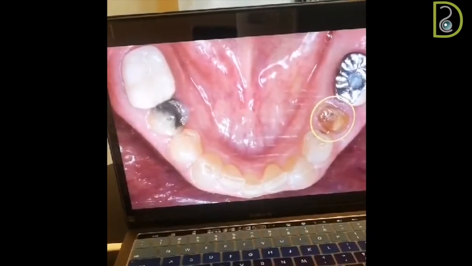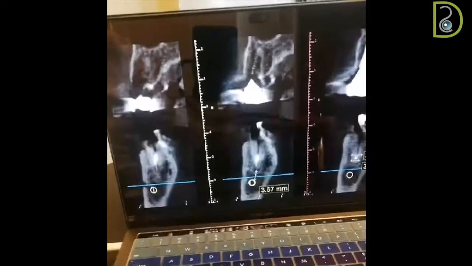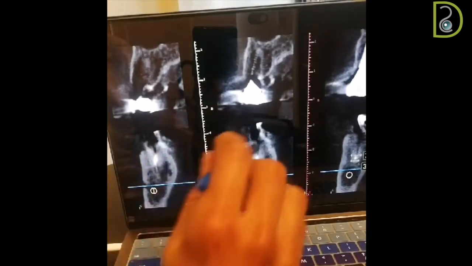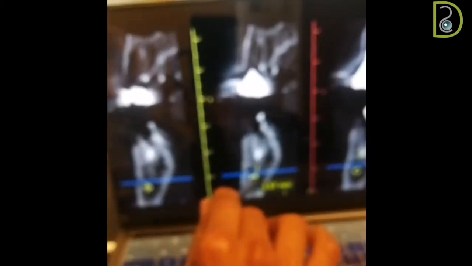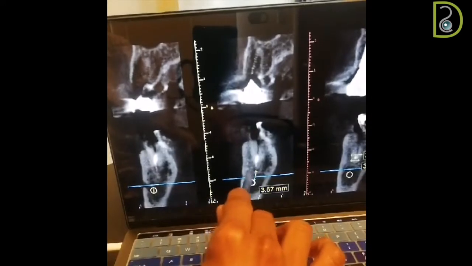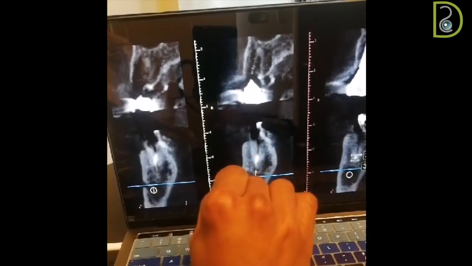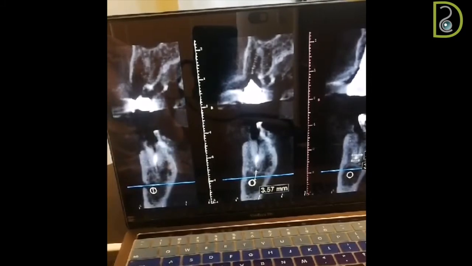So now we're going to talk about a different situation, and this time we will talk about the second premolar. So this patient came to me again with an unrestorable tooth, which is the lower left premolar. So again, I took a CBCT, but in the lower area, especially in the second premolar area, it's very critical because most of the time the nerve will be exactly in the middle of the ridge, as you can see here. And in this case, I have almost 3.5 millimeter away from the nerve.